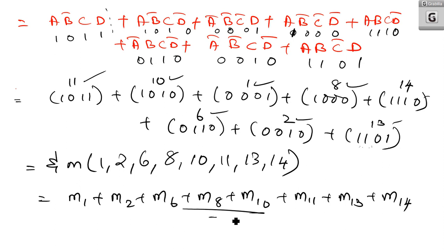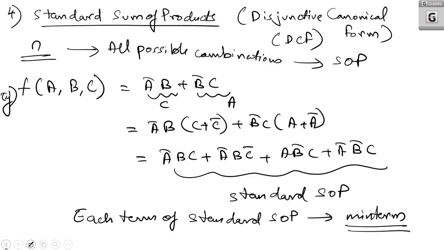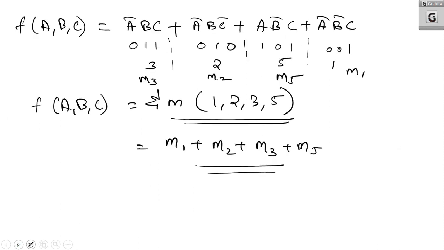Okay. So that gives the min terms. Here I have discussed standard sum of products. Each term in the standard sum of products is known as a min term. I have given two examples of how to find a min term.